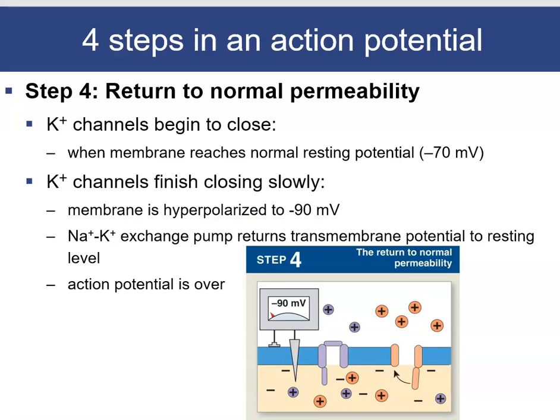The problem is, potassium channels are very slow to close. When the membrane potential reaches the resting potential of minus 70, those potassium channels will start to close. But it takes them a while, and while they are closing, even more potassium can leave the cell. This results in the membrane being hyperpolarized down to a minus 90 millivolts. That's okay. Our sodium-potassium exchange pump is there, and it will return this membrane back to its original minus 70. At this point now, the action potential is over.